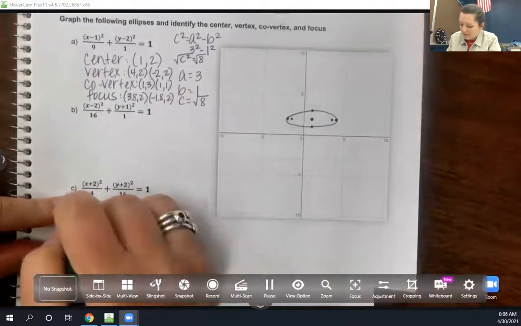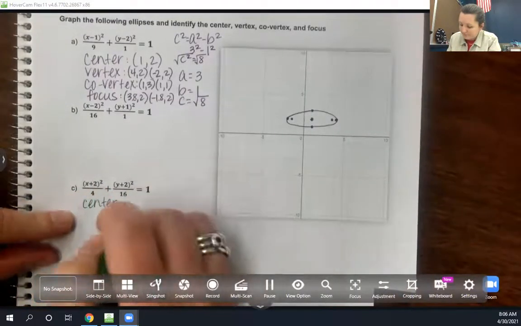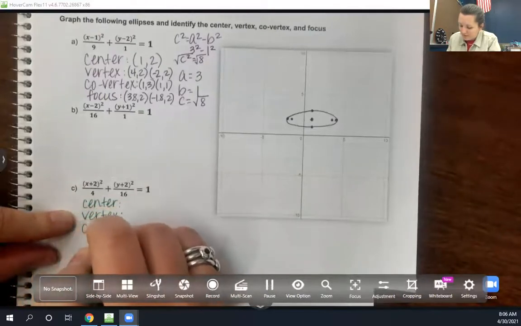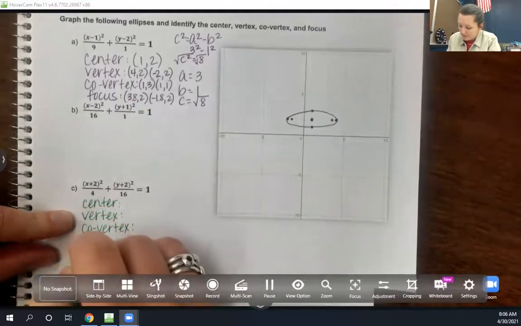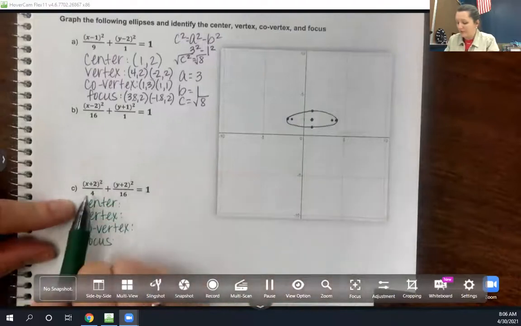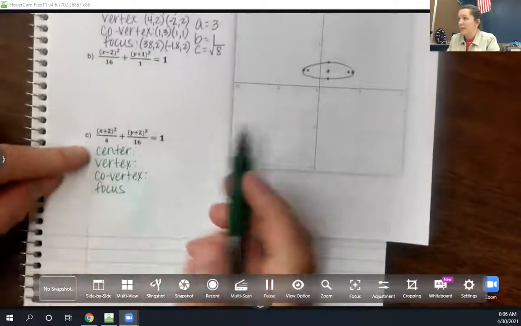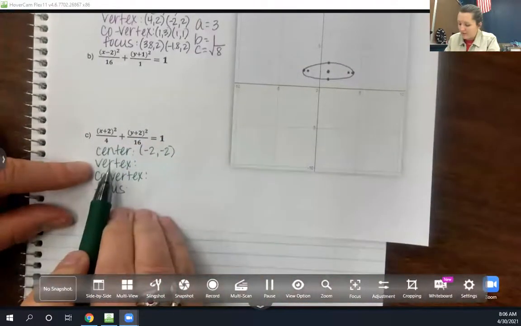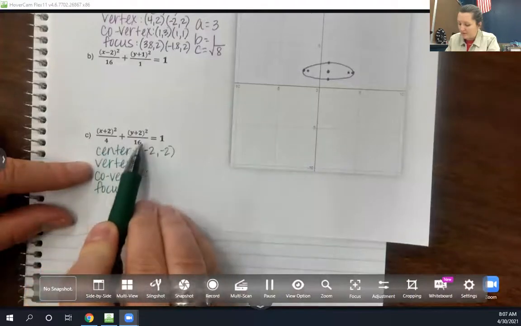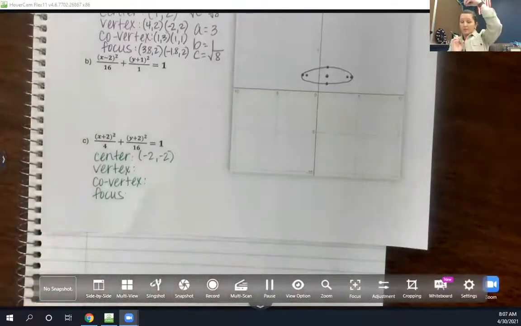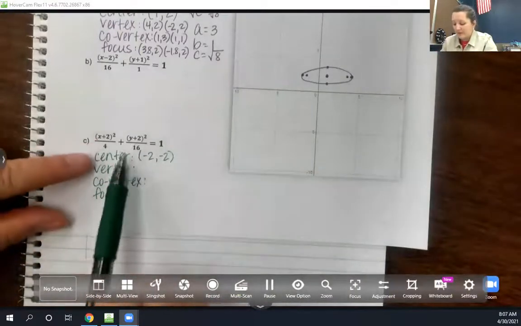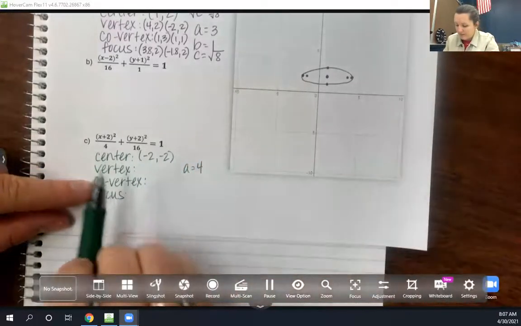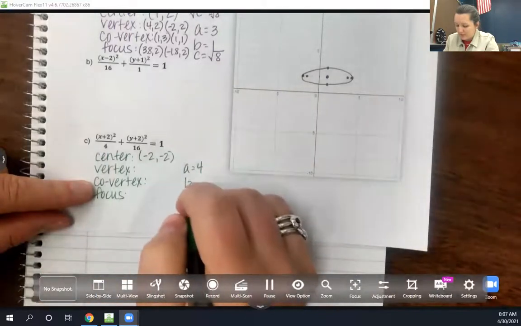Let's go to C. I want to know my center, my vertex, my co-vertex, and my focus, right? So we'll go through the same process. I'm going to look at my equation here to tell me what my center is. It's (-2, -2). Now my vertex, I'm going to look, okay, my biggest number is 16, so I know that it's going to be a vertically stretched ellipse. So I'm going to take the square root of 16. a is 4. And then my co-vertex is my x value here, so b is 2.